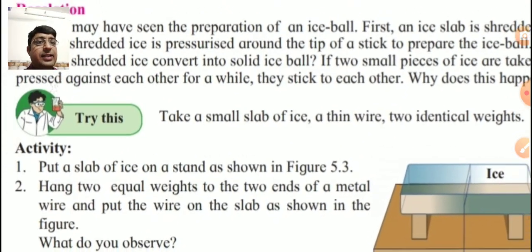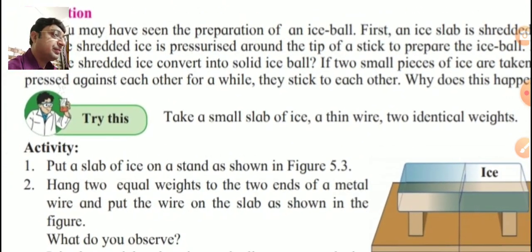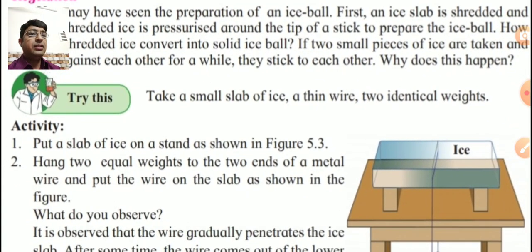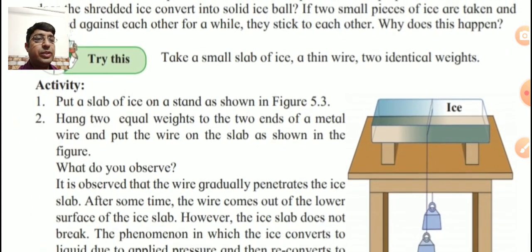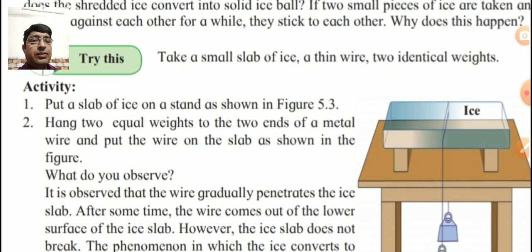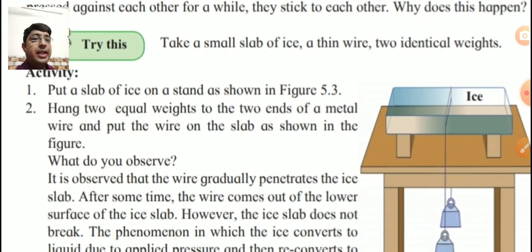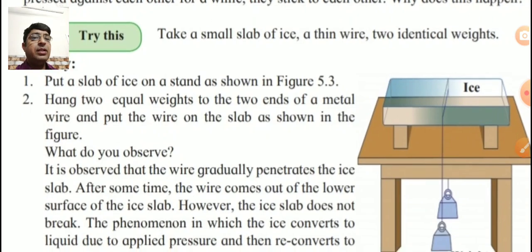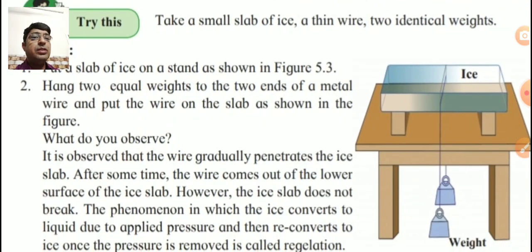Check now. Try this. As shown in the figure, take a small slab of ice, a thin wire, and two identical weights. Put a slab of ice on a stand as shown in Figure 5.3. Hang two equal weights on the two ends of a metal wire and put the wire on the slab as shown in the figure.